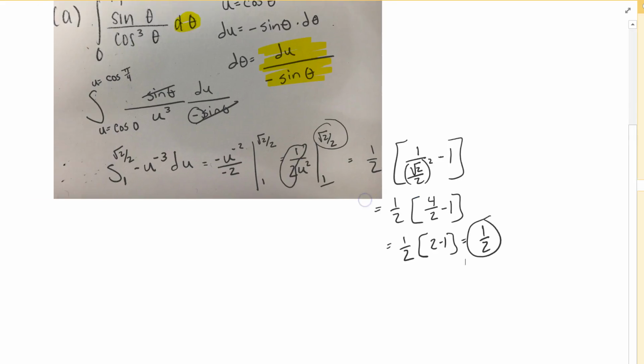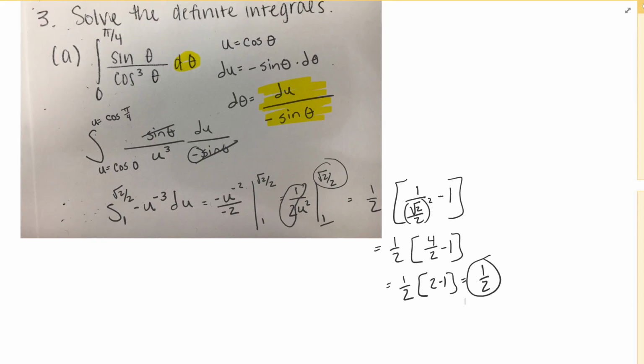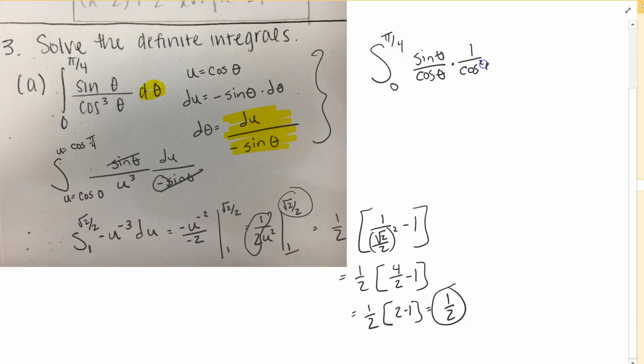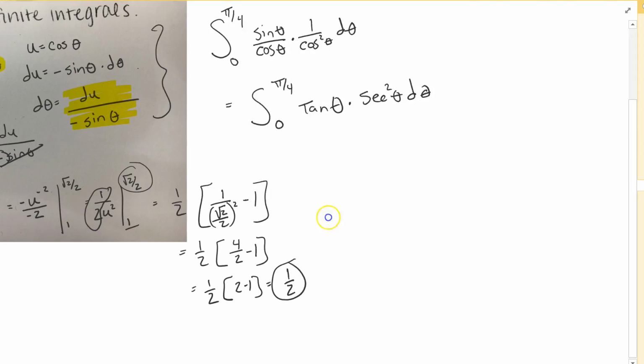The algebra this way is a little ugly. Another way we could go about it, and this would make the algebra a little nicer, is to write sine of theta over cosine of theta times 1 over cosine squared theta. And then I could write that as tangent of theta times secant squared theta d theta. This just goes a little faster with my u substitution.